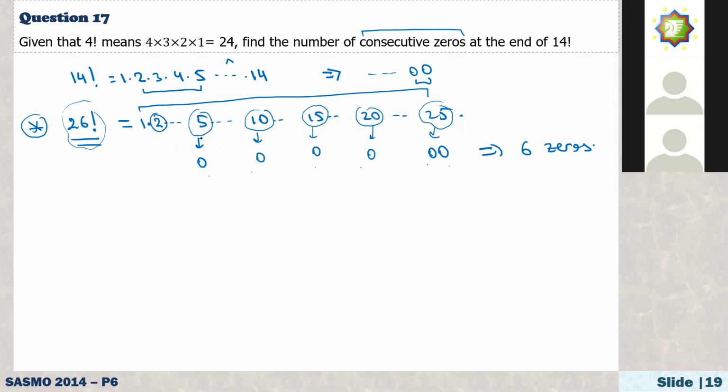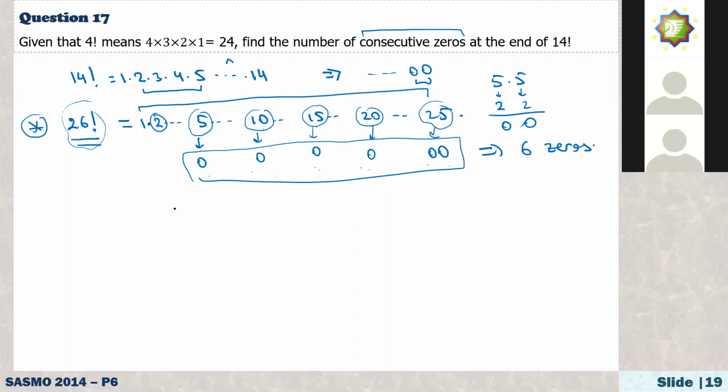So 5, I have one 5. In 10, I have one 5. In 15, I have one 5. In 20, I have one 5. But 25, I have two 5's, right? 25 means it is 5 times 5. If you multiply this 5 by, let's say, 2, and multiply this by 2, now how many zeros will I have? Here we have 2 zeros, right? So that's why if you multiply this number, the last actually 6 digits will be zeros.